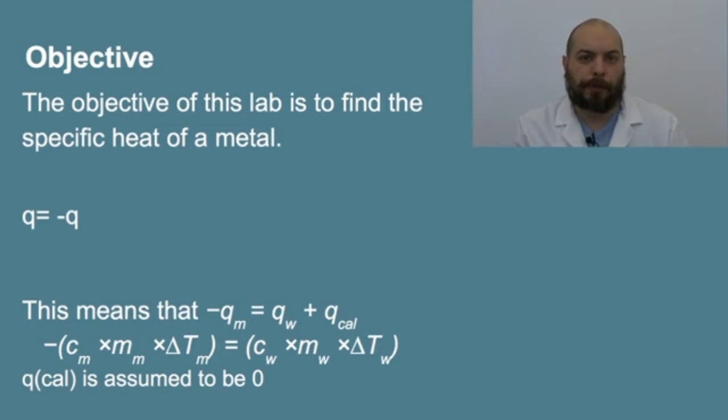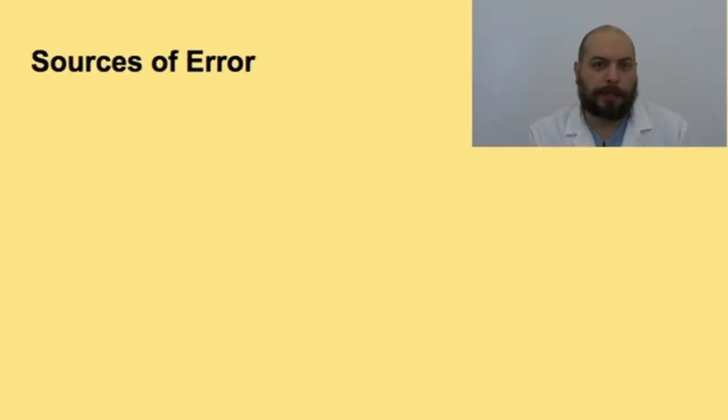So coffee cups aren't perfect calorimeters, but they do a good enough job insulating for the time that we're looking at and the change in temperature that we're looking at, that we're going to assume that the heat capacity of a calorimeter in this case is 0. In other words, it's perfect. Let's think about possible sources of error.